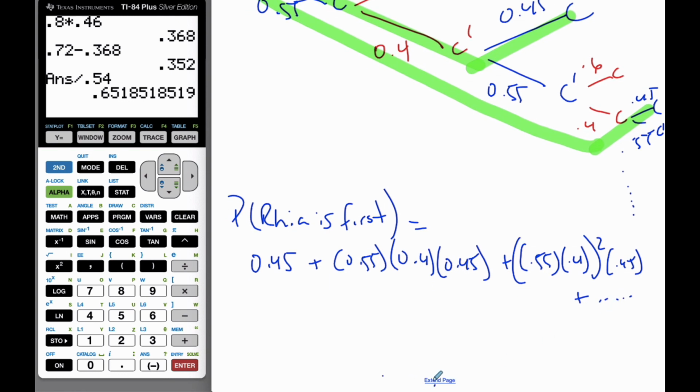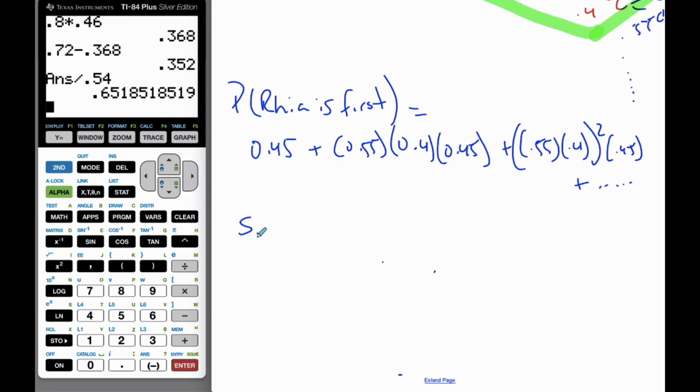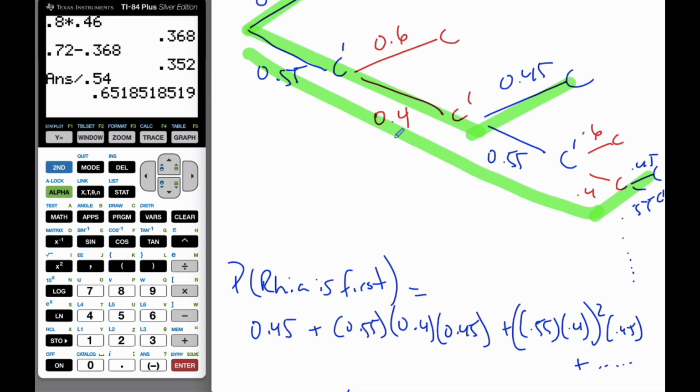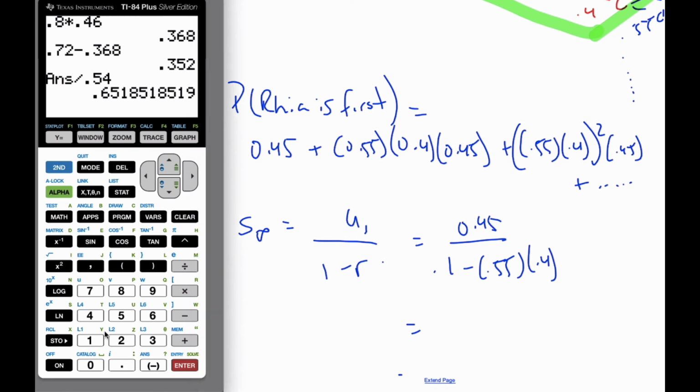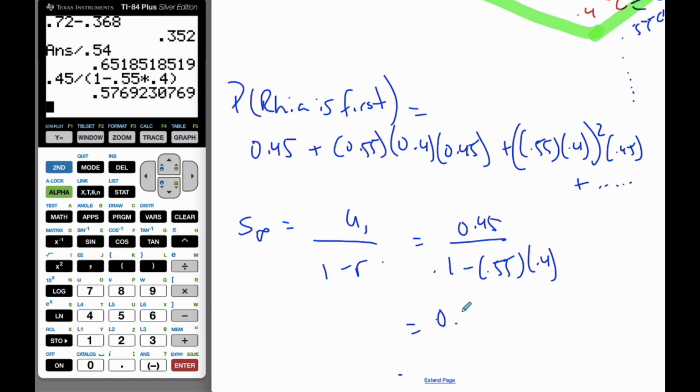And what you're recognizing, hopefully, is that this is the sum of an infinite geometric series, which we want u1 over 1 minus r. Well, u1 is 0.45. r is going to be the 0.55 times 0.4, which is the probability of both of them not choosing a cake. And when I put that all into my calculator, 0.45 divided by 1 minus 0.55 times 0.4, I get 0.577 to 3 significant figures.